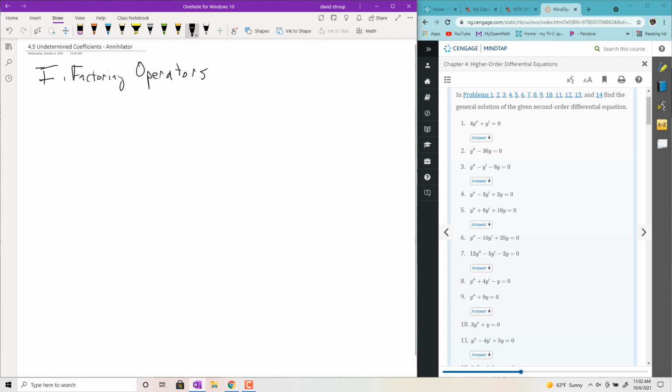You may or may not have remembered that we can always rewrite derivatives using big D notation. So for example, if you have the third derivative of y with respect to x, you could rewrite that as D cubed of y. We want to then rewrite our differential equations with this notation.